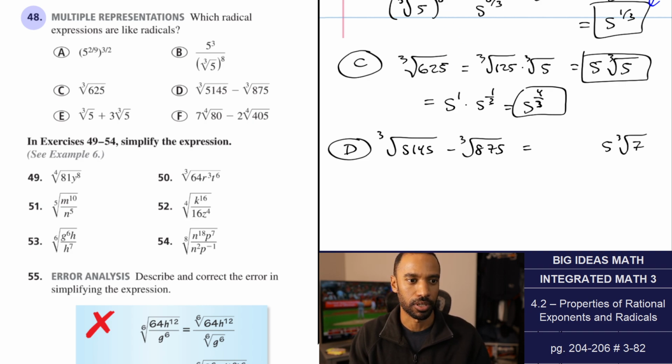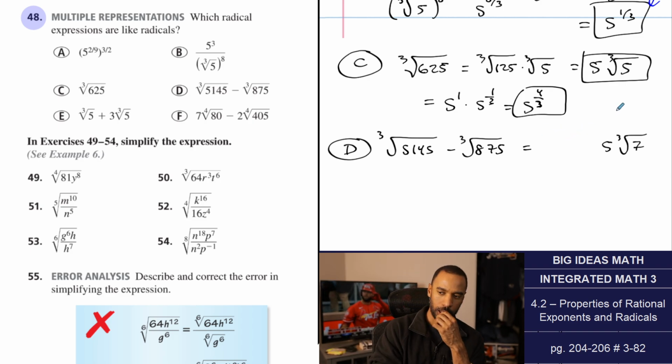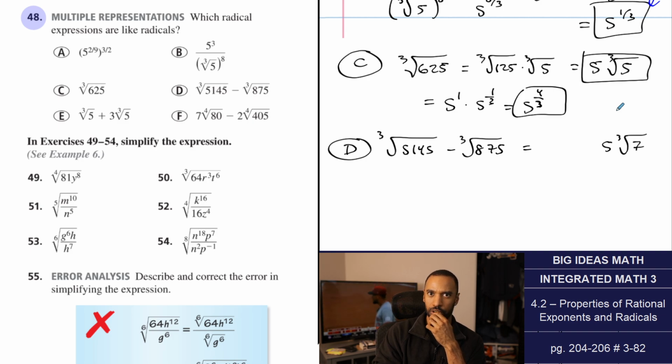I'm actually going to use the calculator for that one. Let's check it out. 5145 divided by 7. Normally I wouldn't do that, but I want to see. That's 735. So the only problem with that is 735, to my knowledge, is not a perfect cube of anything.